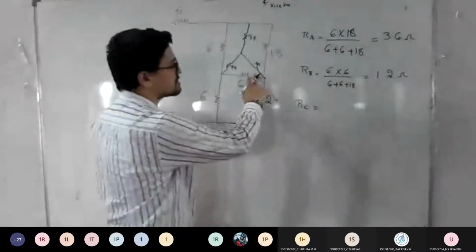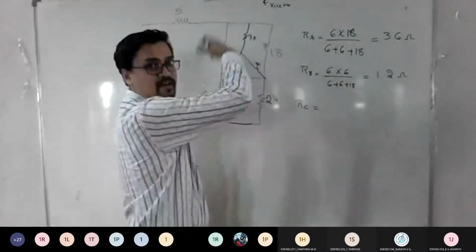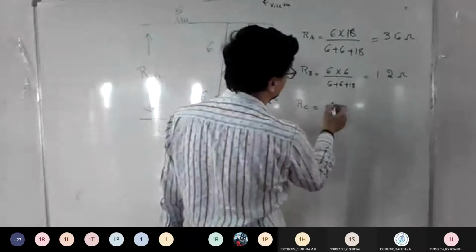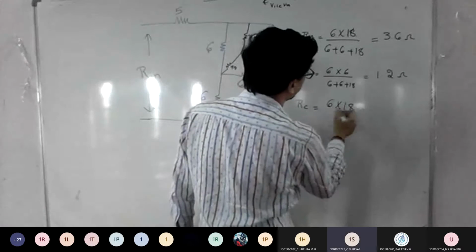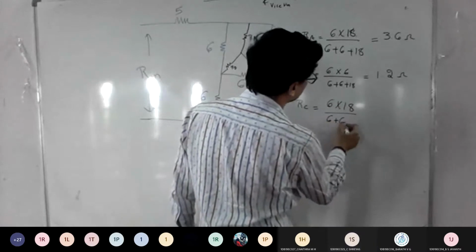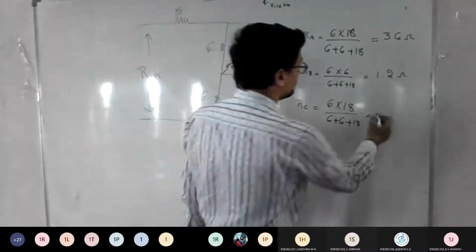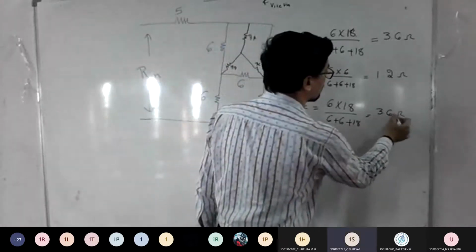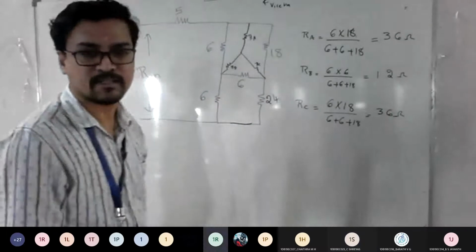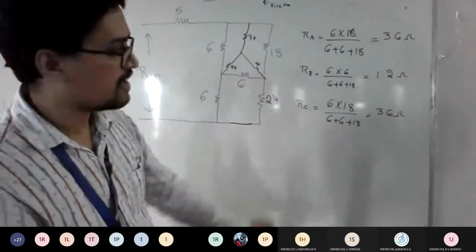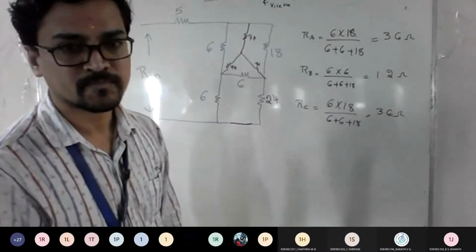So you want RC, means these two resistors multiply divided by sum of all. So it means like the first answer only. I think RA and RC both are same. Everyone, is it 3.6 only? Yes, sir. So try to write the answers step by step carefully and mention the unit also.